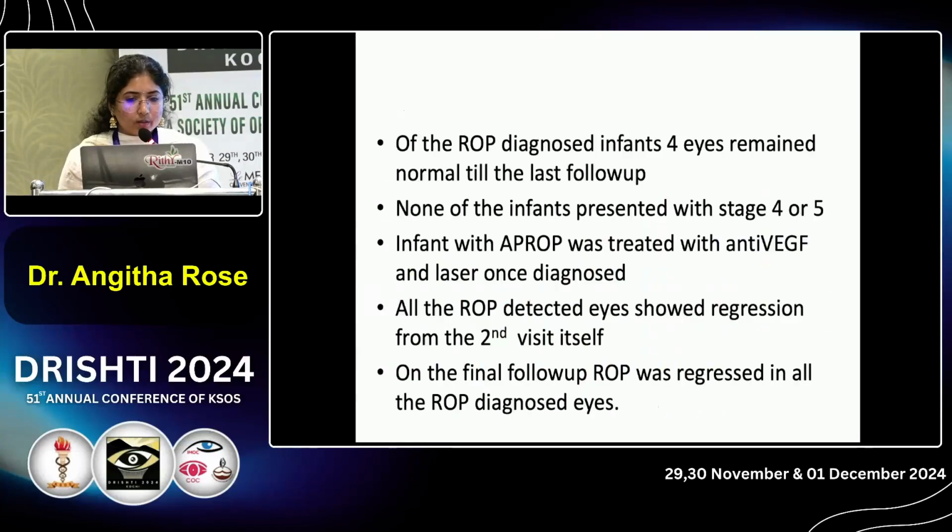Of the ROP-diagnosed infants, 4 eyes remained normal till the last follow-up. None of the infants presented with stage 4 or 5. Infants with AP-ROP were treated with anti-VEGF and laser once diagnosed. All the ROP-detected eyes showed regression from the second visit itself. On the final follow-up, ROP had regressed in all the ROP-diagnosed eyes.